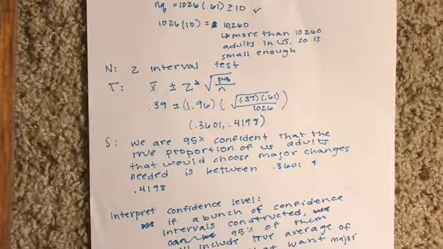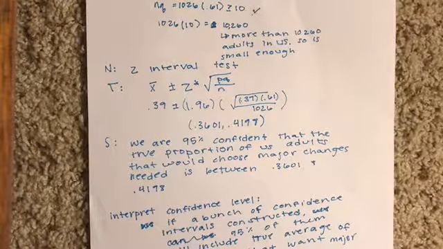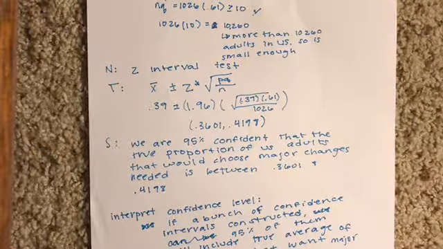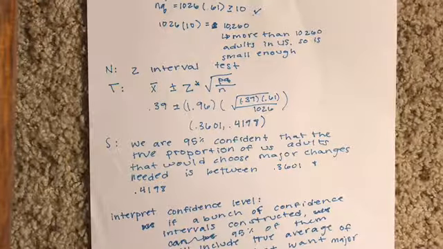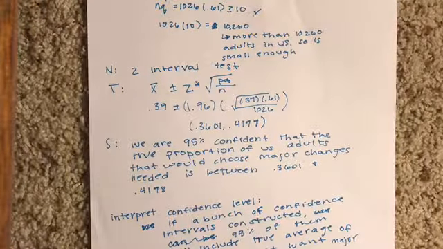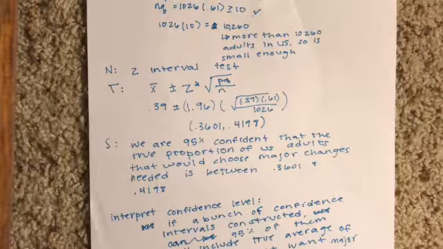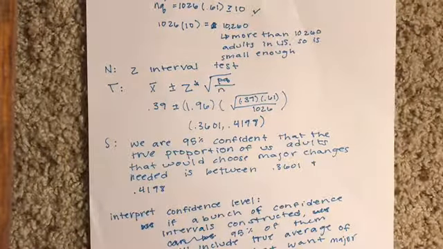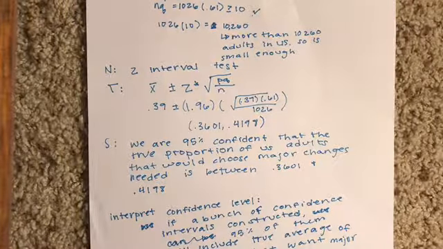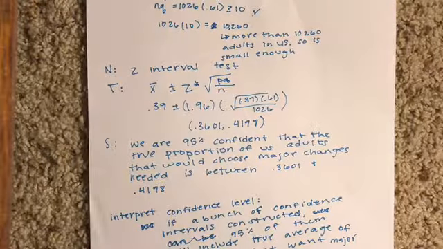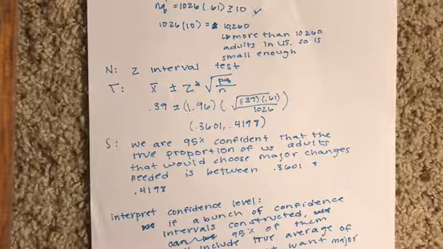So we're given the x bar of 0.39, that's the percent that responded that they want major changes made, and then the z star for a 95% confidence interval is 1.96. And then again, we multiply it by the square root of 0.39, which is the success, times 0.61, which is the proportion of people that would not answer that they want major changes, and then we divide it by the sample size, which would be 1,026, and we get the confidence interval to be 0.3601 and 0.4198.